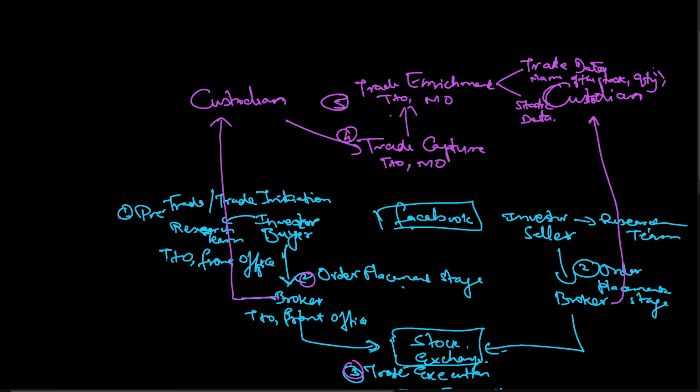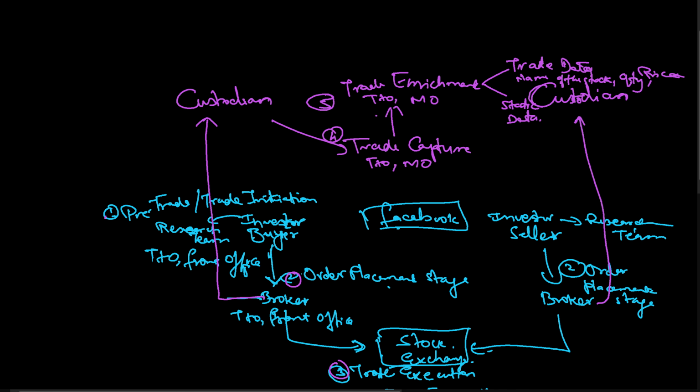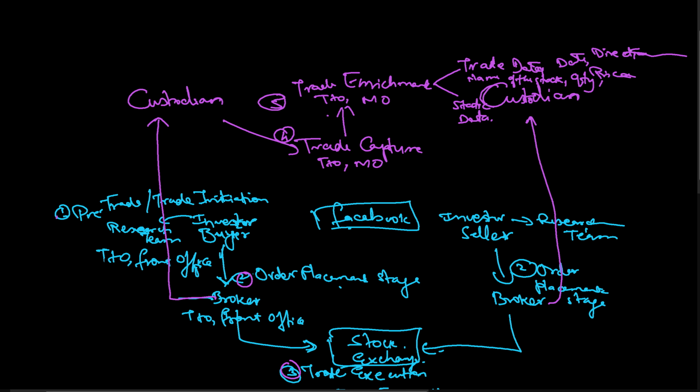Then what else? Quantity. The price of the stock will change next time when you place the trade, so all this information is only pertaining to this trade at the moment. Name of the stock, quantity, price, then date. Date will change. Direction, as in buy or sell. So all these are related to trade data.